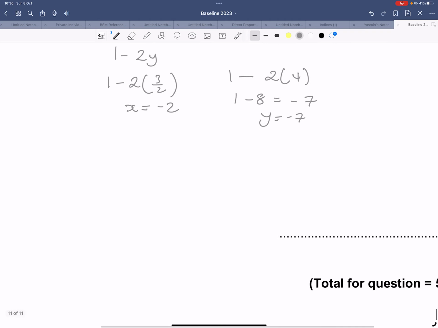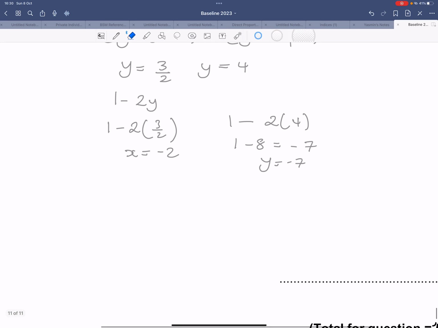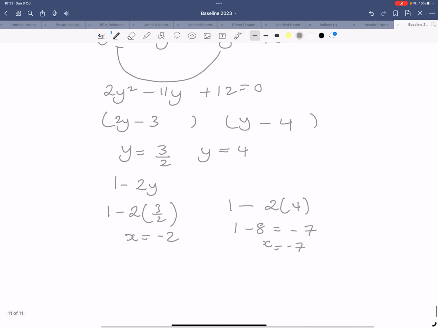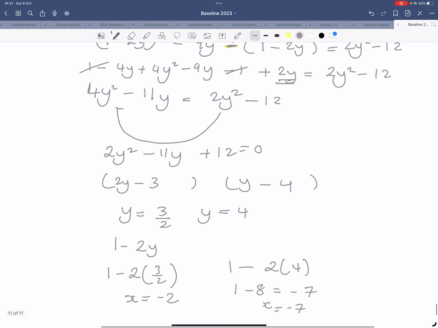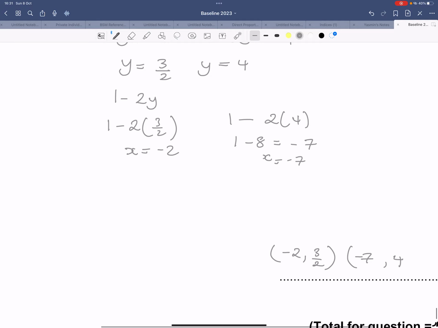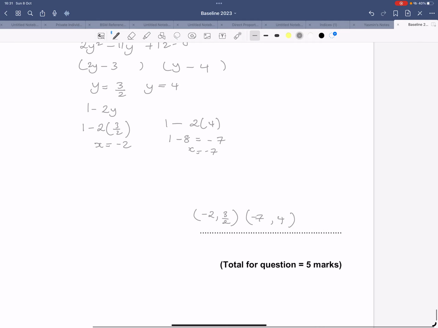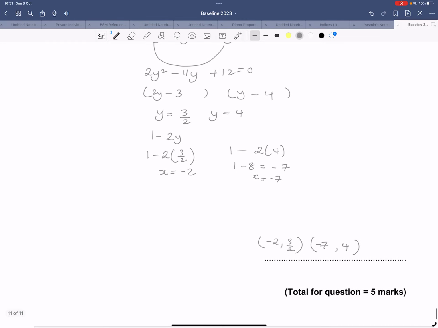So our solutions at the end, I'm going to write them as a coordinate if you wish. So x is minus 2 and y is 3 over 2. And that should be x actually, not y. And x is minus 7 and y is 4, and that's it. That's the solution done, and that was the exam solved for you.